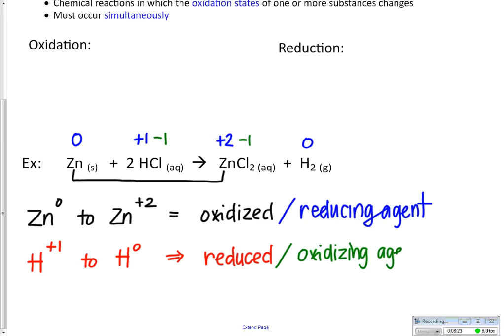And just remember, agent is kind of like the reason something happens. So zinc can lose electrons because it's forcing something to take them, and hydrogen can take electrons because something is giving them to it. So the item that is always oxidized is also known as the reducing agent, and the item that is reduced is also known as the oxidizing agent.